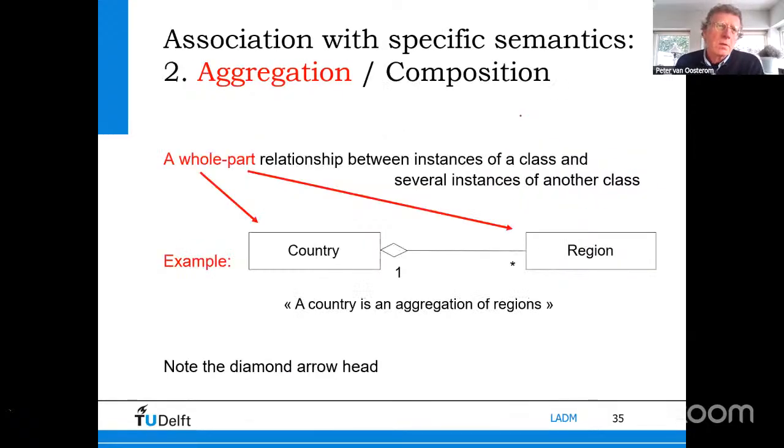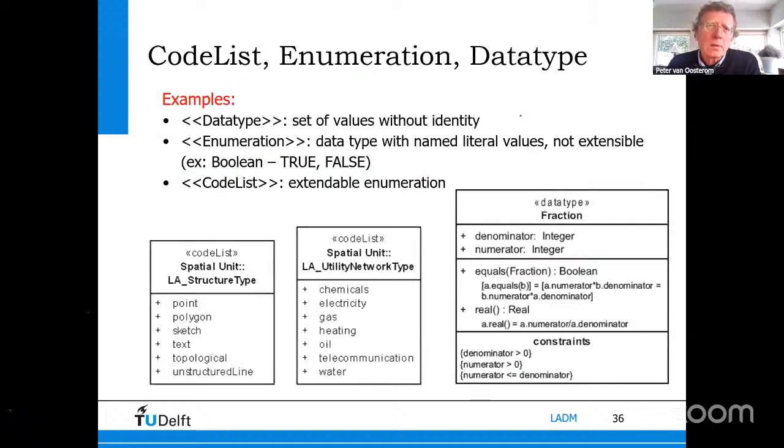Another association with specific meaning is aggregation. A country consists of a number of regions, so that's an aggregation. A region belongs to one country, and a country has many regions. So those are the associations.